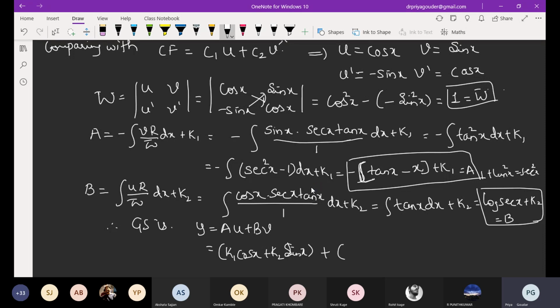Now the other terms: this A should be multiplied with U. U is cos x. What is tan x into cos x? I think we'll get sin x. Am I right? Minus sin x minus x into cos x. This is the U term done. Then BV, this with V. V is sin x. If you are not understanding what I am doing, you can substitute like previously and find out. It is easy. This is the general solution. Okay. Is the method, are you feeling it to be easy?